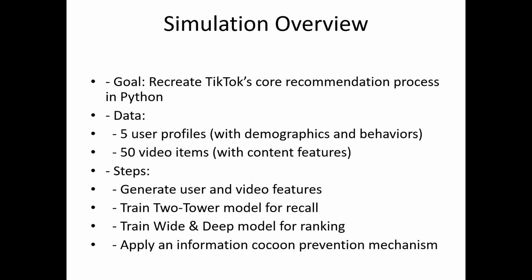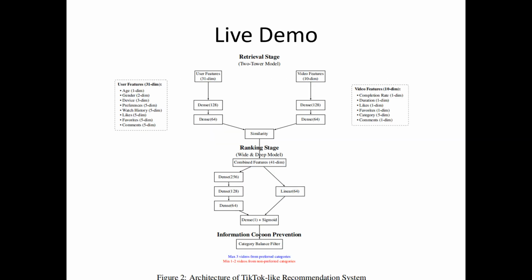Next, I will show you a simple TikTok recommendation system that I've implemented in Python. As seen in the diagram, this system consists of three parts: the two-tower model, the wide and deep model, and the information cocoon prevention.